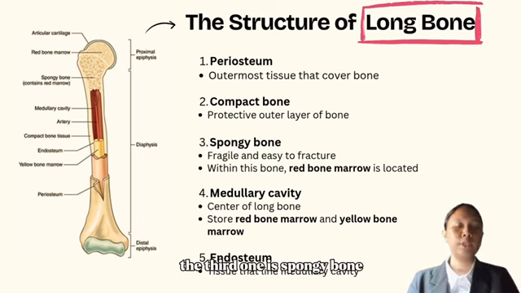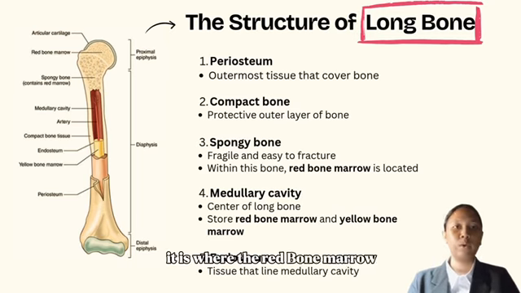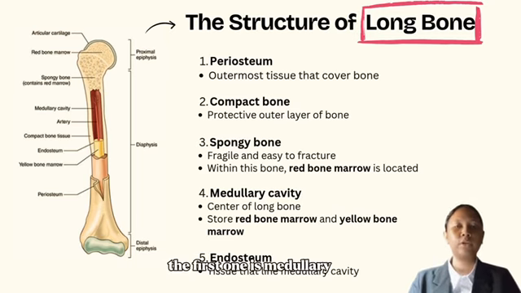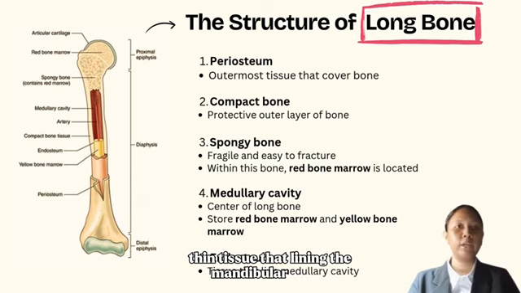The third one is spongy bone. Located inside, this part is more porous and also fragile. Towards the end of it, it is where the red bone marrow is housed. The fourth one is the medullary cavity. It is the hollow center in the bone. It is also responsible for storing the red and yellow bone marrow. Finally, the fifth one is endosteum. This is the thin tissue that lines the medullary cavity.